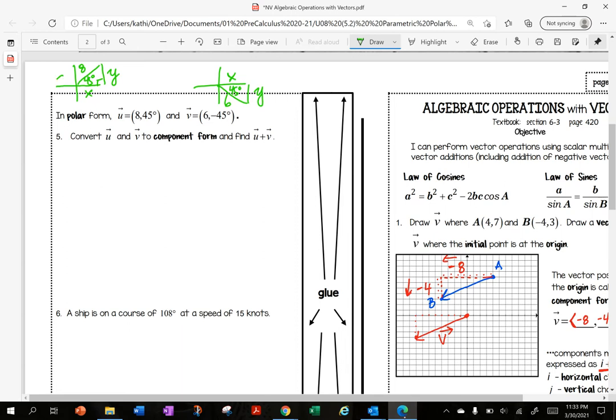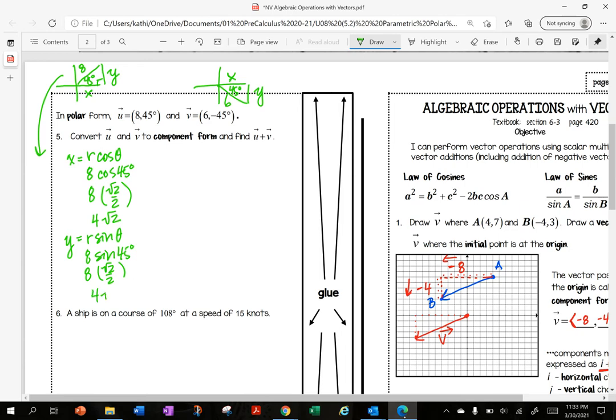All right, so x equals r times the cosine of theta. So substituting in, I get 8 times the cosine of 45 degrees. Cosine of 45 degrees is the square root of 2 over 2. So simplifying, I get 4 times the square root of 2. To find y, it is r times the sine of theta, which is 8 times the sine of 45 degrees. So 8 times the square root of 2 over 2, which again is 4 times the square root of 2.